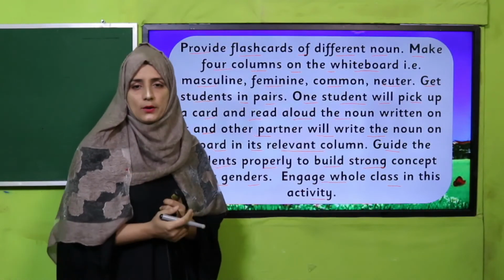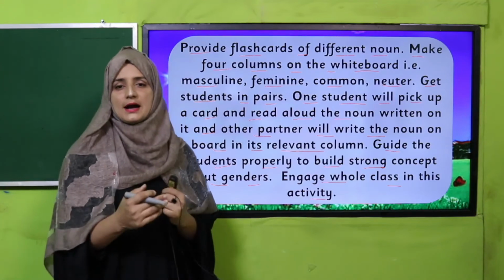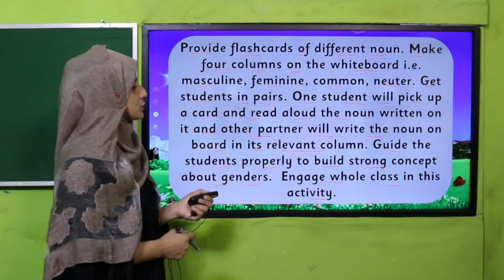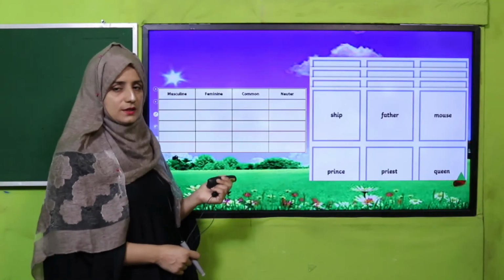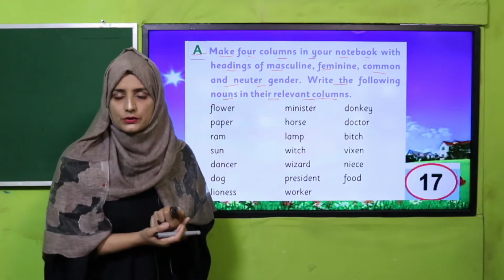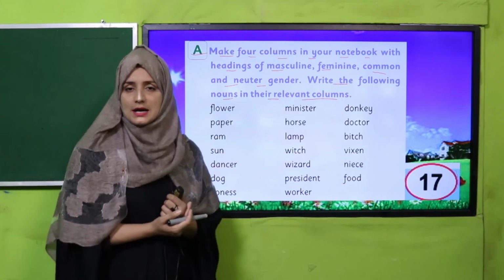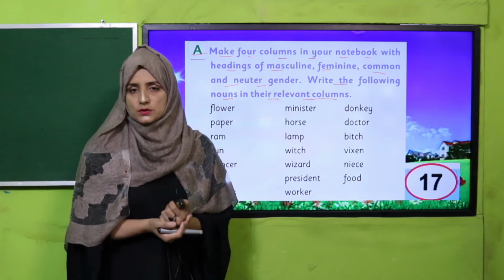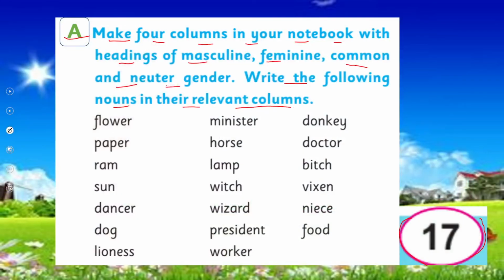Excellent job, good job. I hope you have got it, how we can categorize different genders. Good job, my dear students. So now we are going to do a practical individual activity from your book, given on page number 17. Question number A: make 4 columns in your notebooks with headings of masculine, feminine, common and neuter gender. Write the following nouns in their relevant column. So you will make columns, my dear students, and the teacher will guide you. Yes, my dear teachers, have students do this activity individually in their notebooks. Pause the video and do this work as classwork.